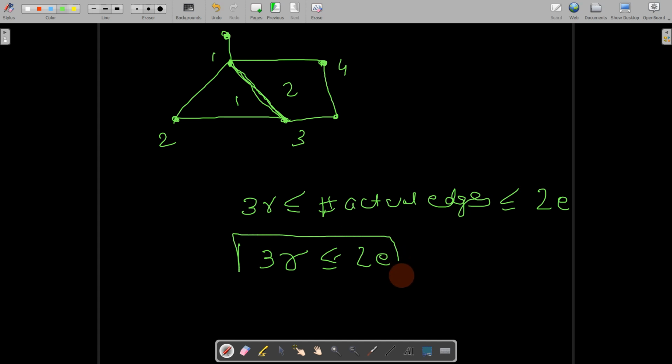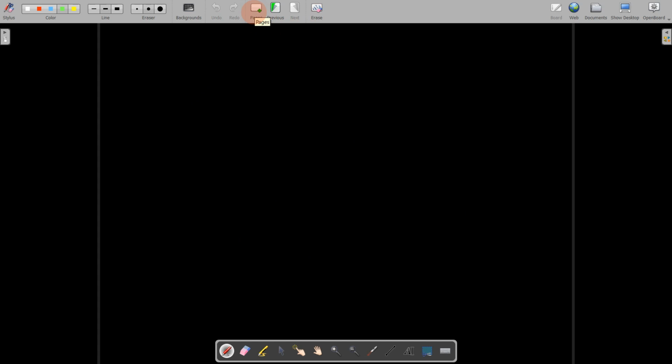But if some connected simple graph is not satisfying this condition, this is coming false, then definitely you can conclude that the graph is non-planar. This is called the necessary condition. But if for some graph this inequality is coming to be true, then you cannot directly jump to the conclusion that this is definitely going to be a planar graph. Okay, so you have to do more tests. The full proof test is known as Kuratowski's theorem.